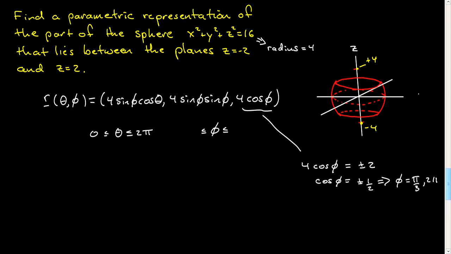Just to be completely clear, I'll do these in yellow. You know that there are these cones here for phi equal to a constant. And this z value is +2.